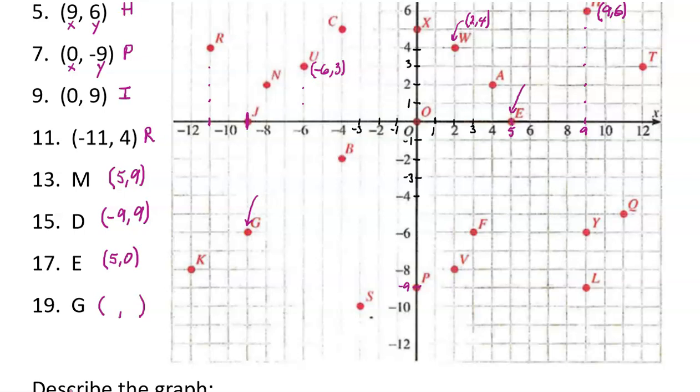So from the origin, left to -9. That's the x-coordinate. Now, how far down to get to point G? It's at the height where -6 is printed on the y-axis, and so its y-coordinate is -6.